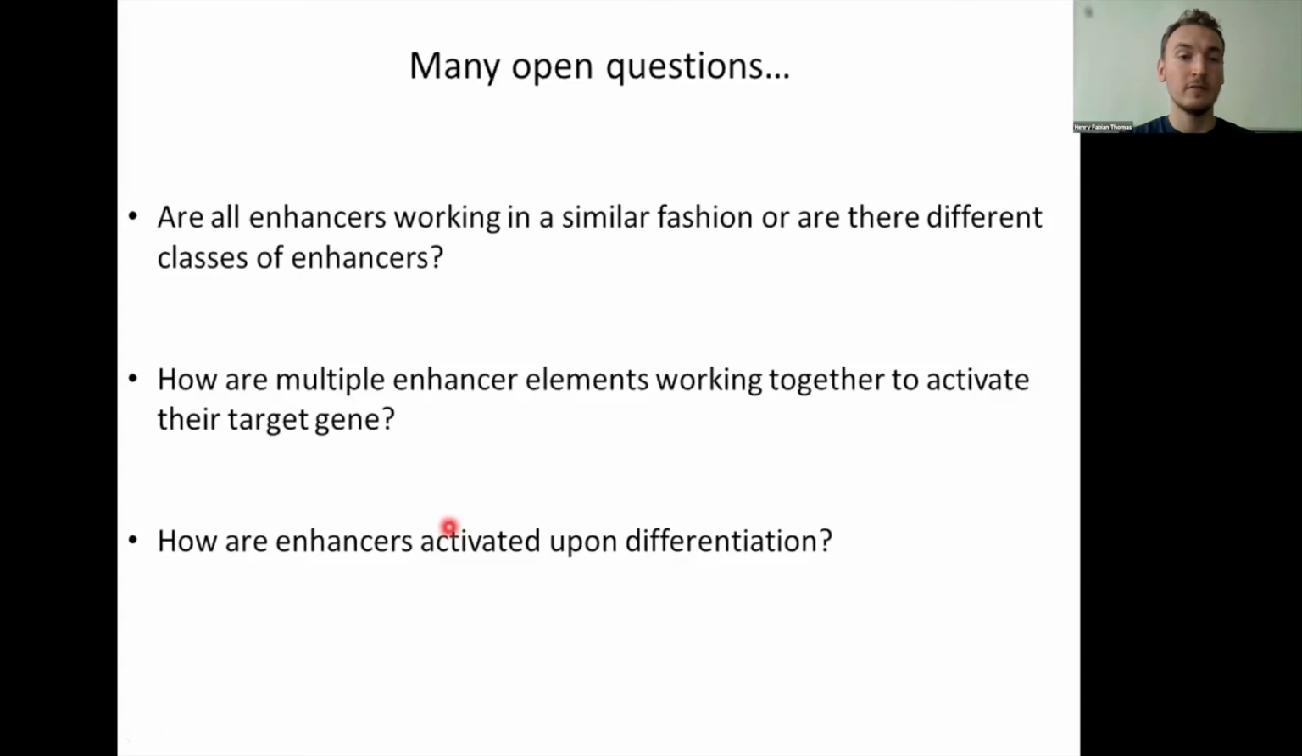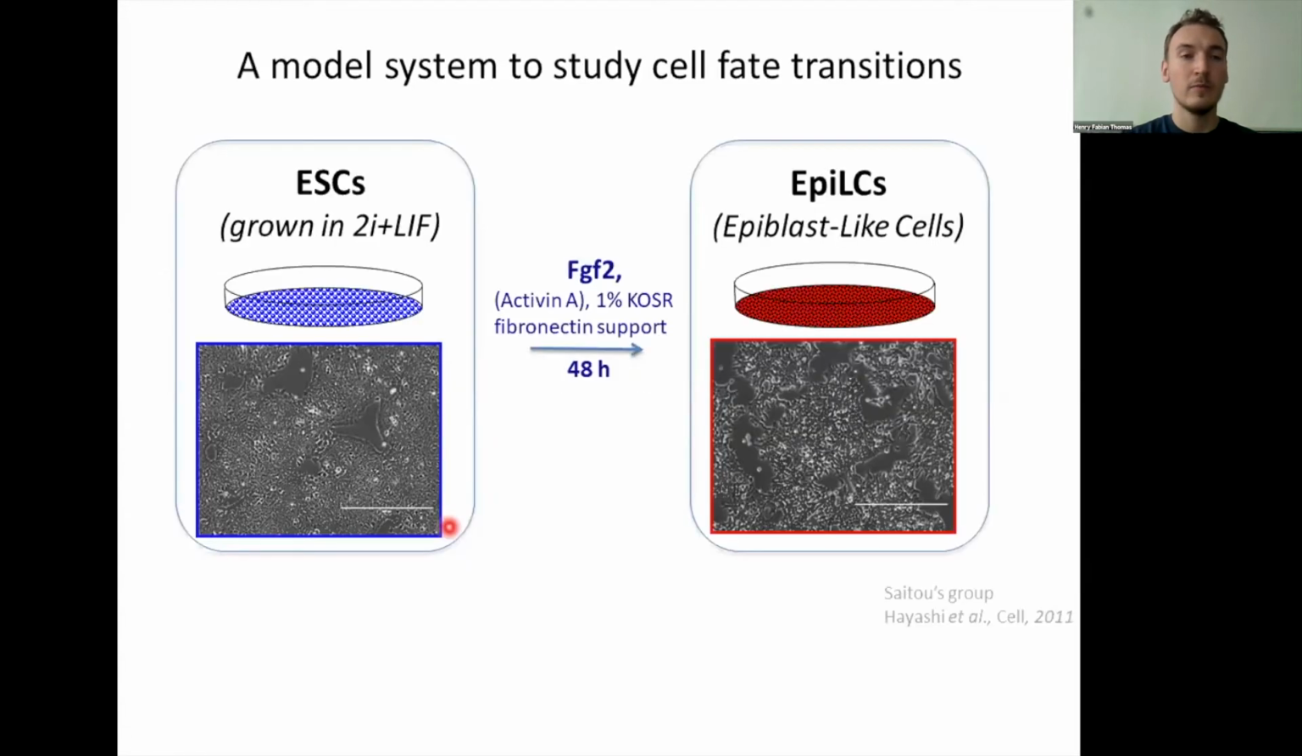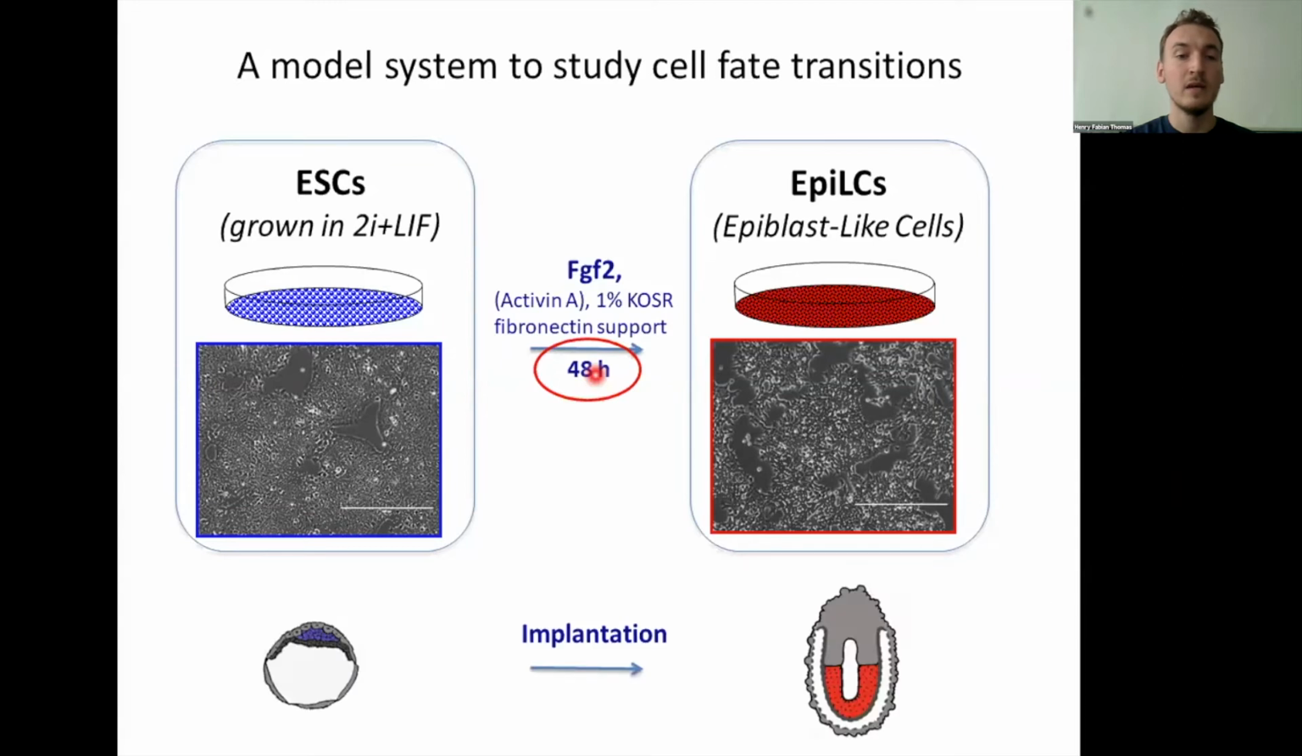And to address all these questions, especially the last one, we're working with mouse embryonic stem cells and their differentiation into epiblast-like cells. This is an in vitro system, which makes life quite easy for us because we're not limited in terms of cell numbers. It's a quite accessible system where we can easily introduce genetic modifications. And this transition is very rapid, so we can follow it with high temporal resolution. At the same time, it does recapitulate the biologically important transition from the early to the late epiblast upon implantation.